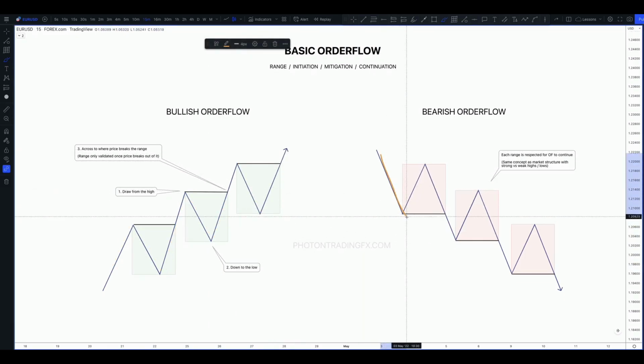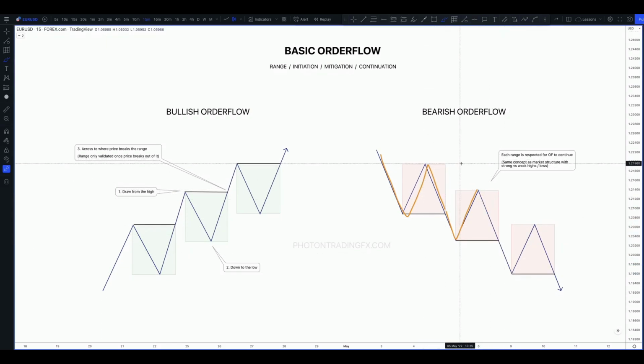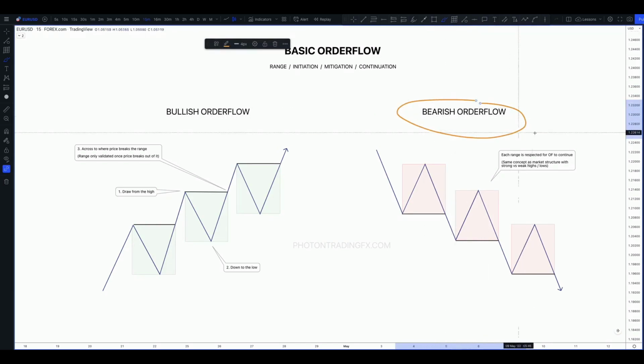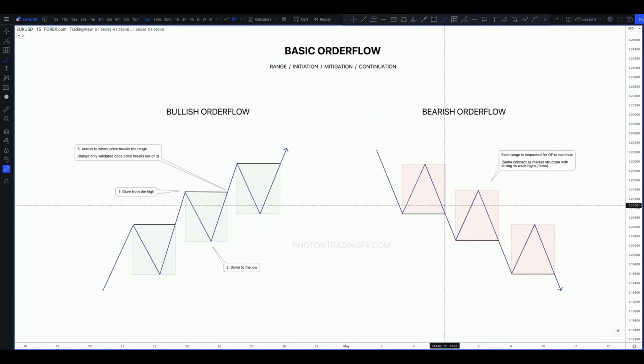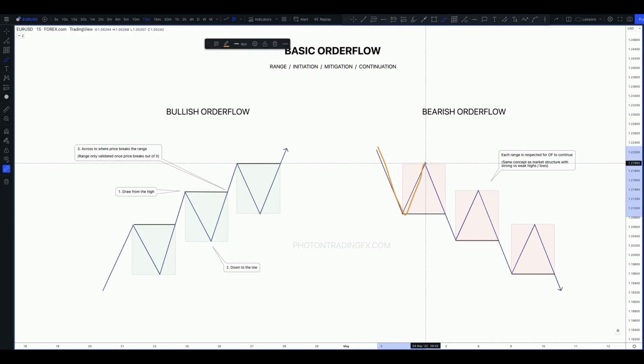Likewise here, we have price breaks structure to the downside, it breaks out of that range, price then pulls back to fill up more of that supply and then continue to the downside. All right, so when you have a continued and sustained order flow, if it's bearish order flow, then each range is respected. So can you see how this is exactly the same way we view market structure? It's the same concept, because what do we expect with market structure? If this high breaks the low, then that is a strong high, and we expect that price will pull back, but it will not breach that high.